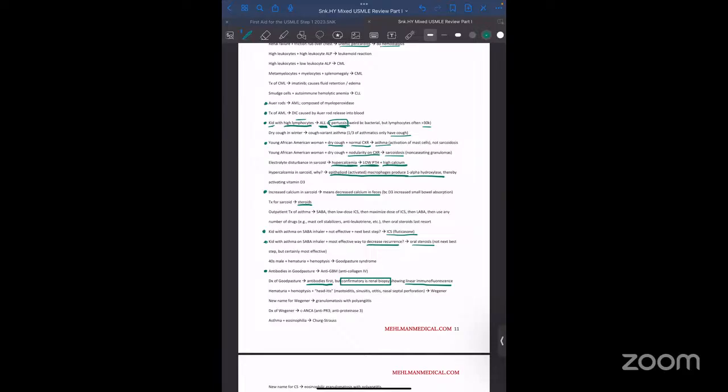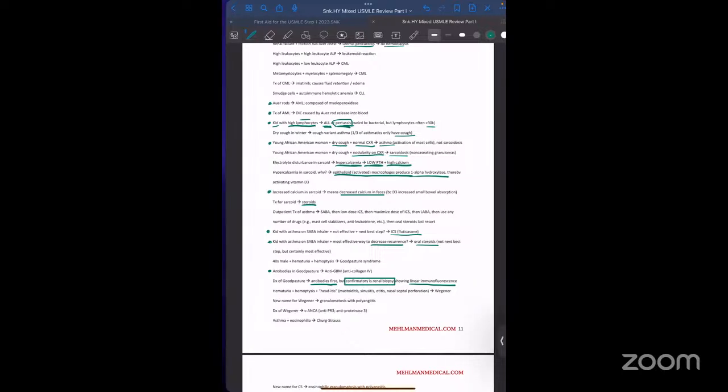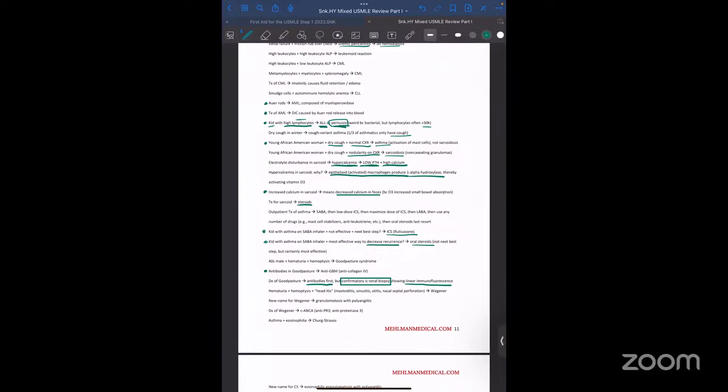Okay, next, hematuria plus hemoptysis plus headitis. Oh, nice, I like the way I said that. So hematuria, kidney, plus hemoptysis, lung, plus head. So headitis: either mastoiditis, sinusitis, otitis, nasal septal perforation. This is Wegener's. The new name for Wegener's is granulomatosis with polyangiitis. How do we diagnose Wegener's? c-ANCA, which is also known as anti-PR3, anti-proteinase 3.